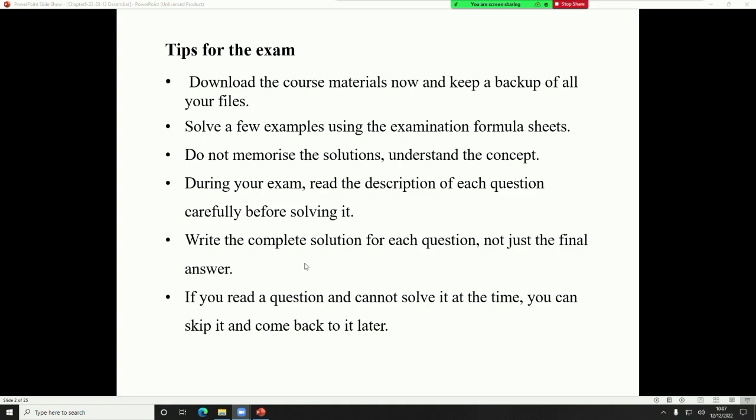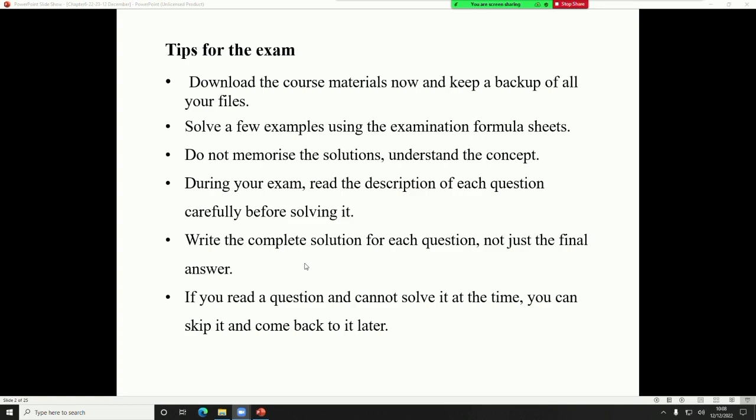As I said, the format of your paper is very similar to the ones I have uploaded for you. There are four or five papers uploaded. I didn't upload the one from 2 years ago because the exam was online, an open book exam, and the style was completely different. It was a relatively long examination paper. But the ones online are very similar.